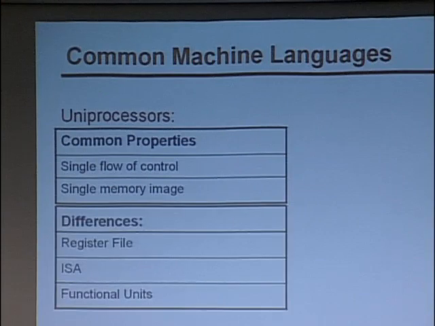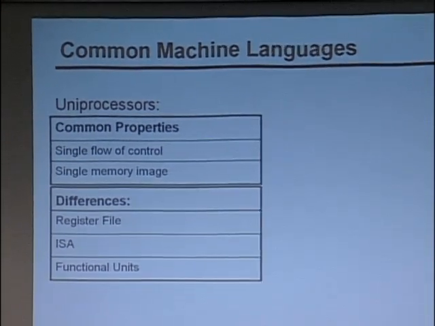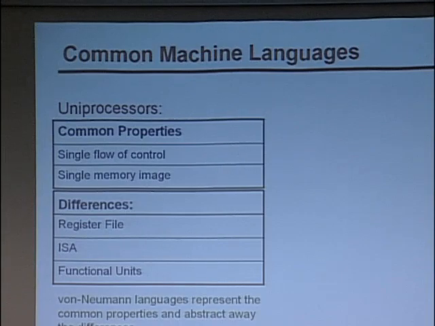So they hid the things that were different between one machine and another. So for example, the register file, the ISA, the functional units, and so on. These things could change from one architecture to another. And you didn't have to change your program because those aspects weren't in the programming language. So that's why these languages were succeeding.